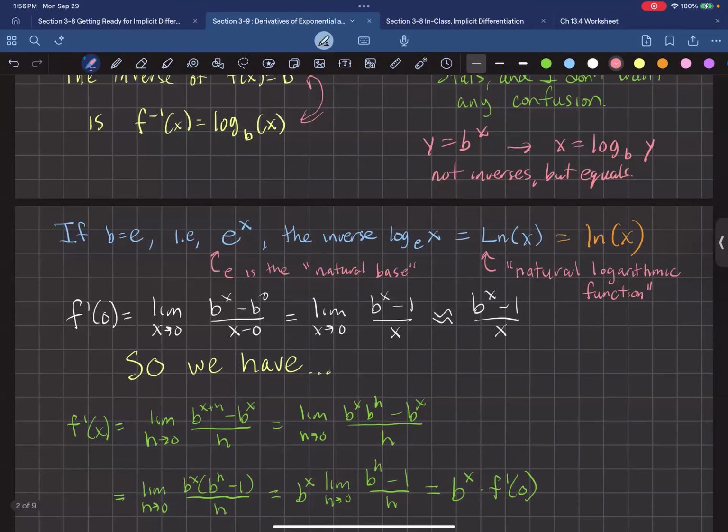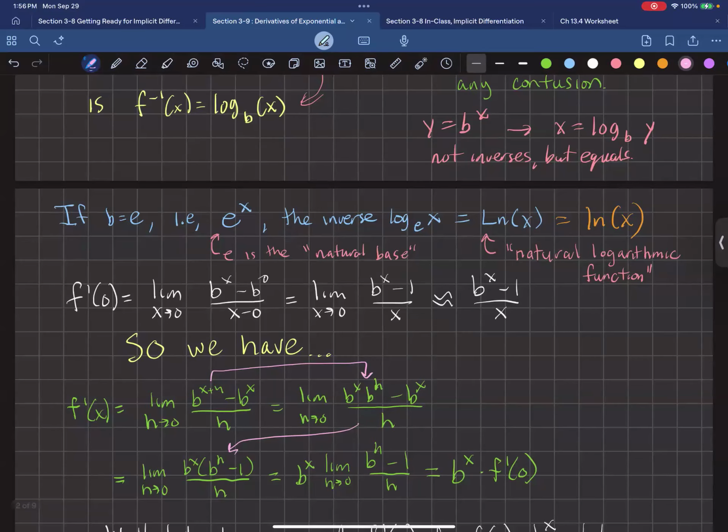So if we apply that to a general f prime of x, we can do the limit as h goes to 0 of b to the x plus h minus b to the x over h. And b to the x plus h does separate by the rules of exponents to b to the x times b to the h. We're going to factor out b to the x here. So we have the limit as h goes to 0 of b to the x times b to the h minus 1 all over h. Now, b to the x doesn't have an h in it, so we can pull it out. And so we have b to the x times the limit as h goes to 0 of b to the h minus 1 over h.